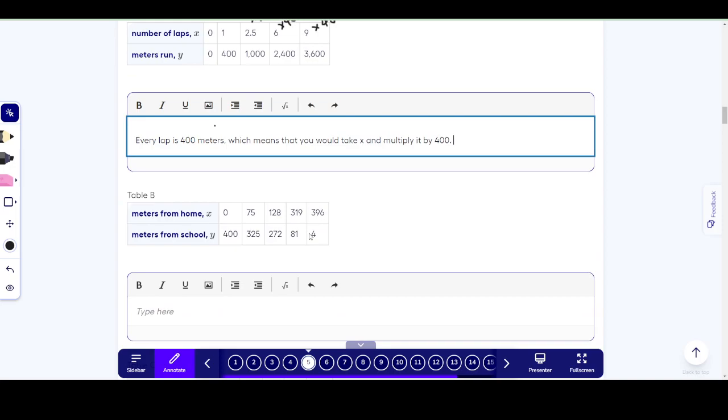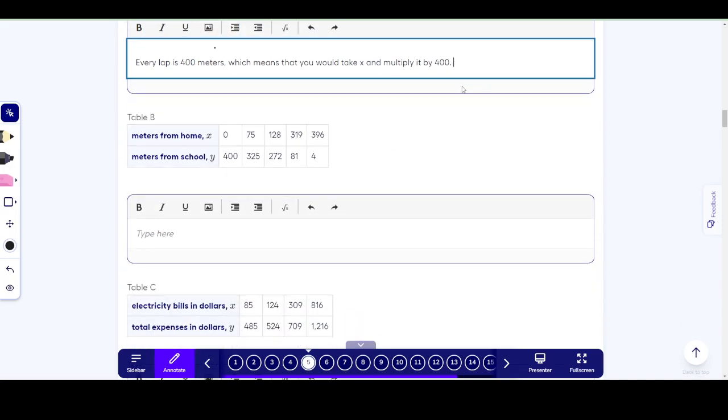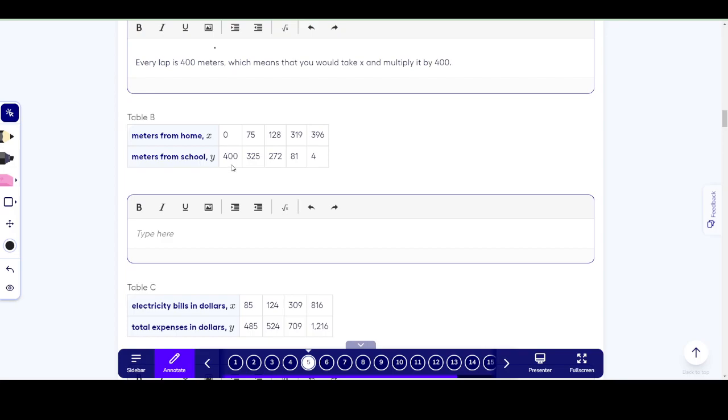Well, all right. So that wasn't too bad. Like I said, we're looking at equations, trying to see how to write an equation at this point. So table B is 0 to 400, 75 to 325, 128 to 278, 319 to 81, and then 396 to 4. Well, these two, the first and last ones right here already. So this is about 400.